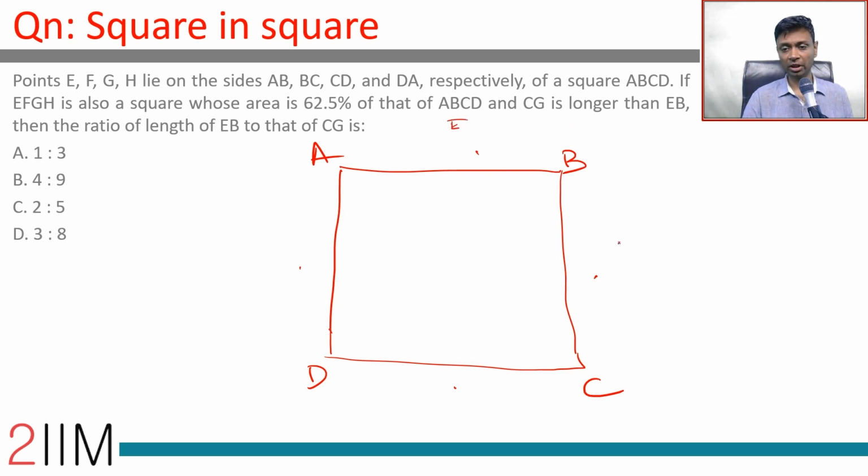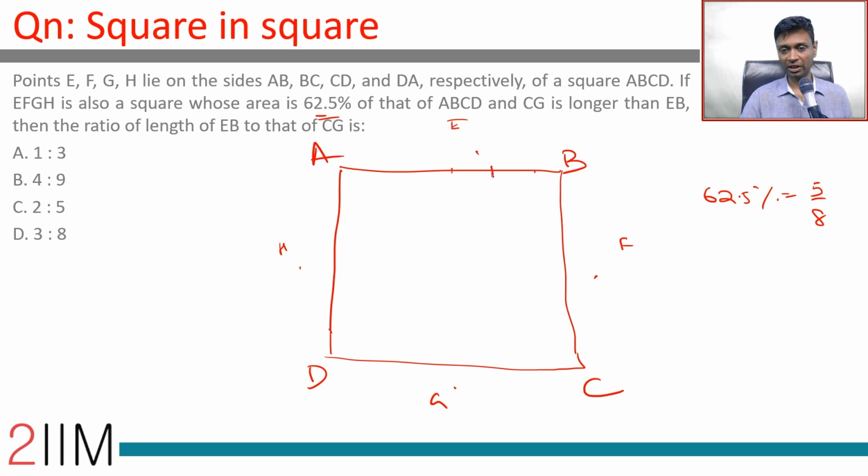So E is here, F is here, G is here, H is here. 62.5% is a lovely number. 62.5% is 5 by 8. Now this is a square. Either EFGH could be bang in the middle or somewhere in the corner. Right? So remember, this has to be a symmetric figure inside, otherwise the EFGH won't be a square. We know EB is shorter than CG.